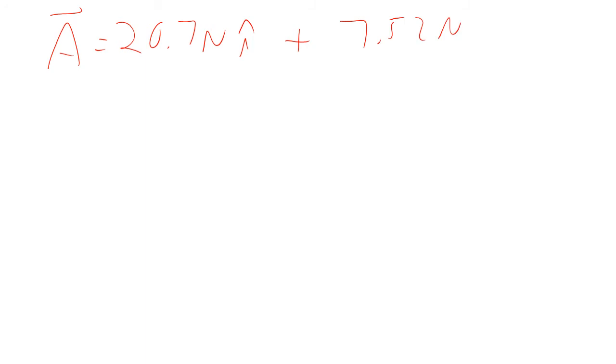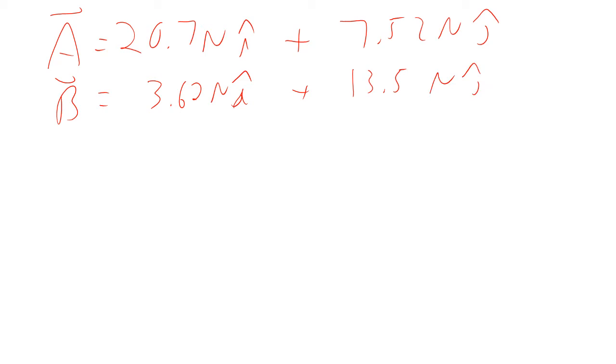Now, we know that A is 22 newtons. We know that B is 14 newtons. So if you plug that into that equation there, then vector A is going to be equal to 20.7 newtons i plus 7.52 newtons j. Vector B is going to be equal to 3.62 newtons i plus 13.5 newtons j. Okay.